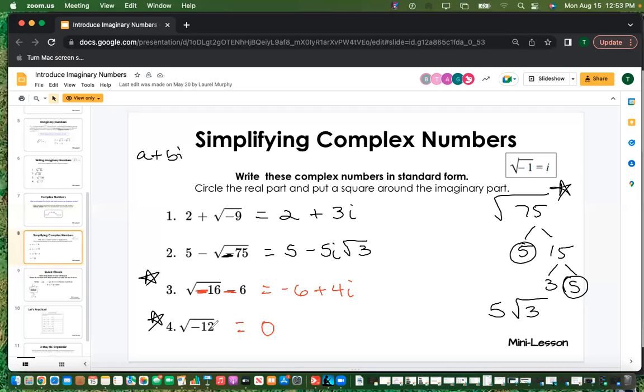And then you're going to break down this 12. Well, we know that there's going to be an i. When we break down 12, we can break that into 4 and 3, and then that can break down into 2 and 2. And when we pull out our 2, I'm sorry, I'm writing down at the bottom, I'm going to get 2i square root of 3.